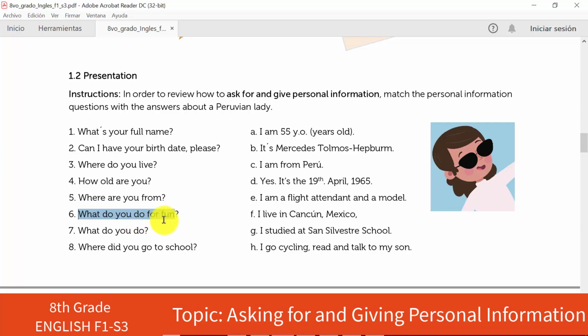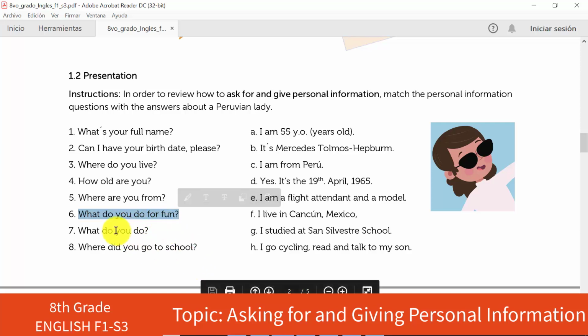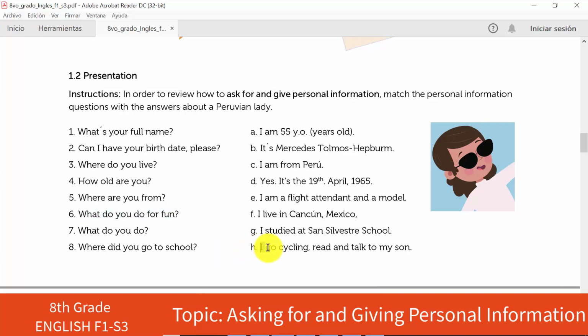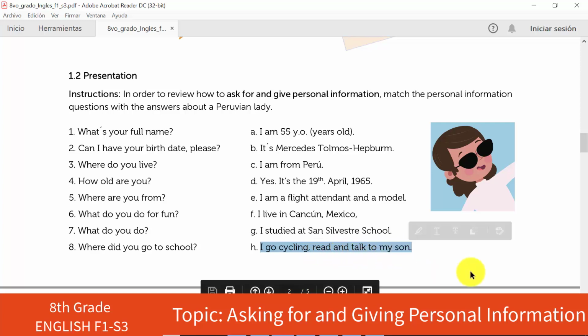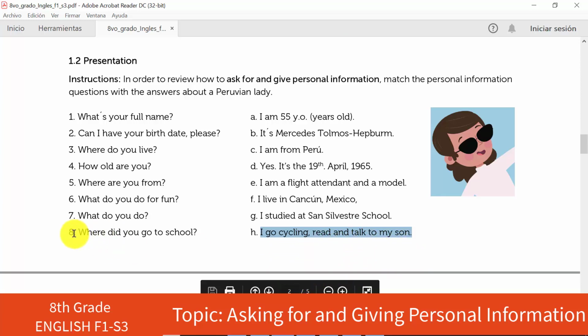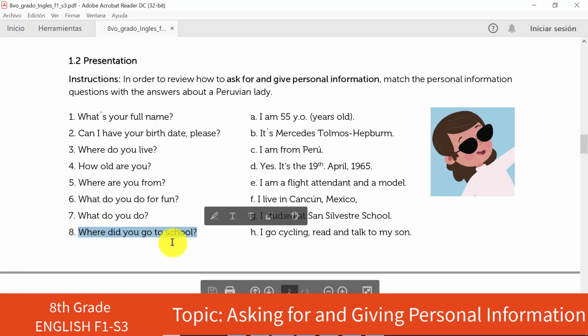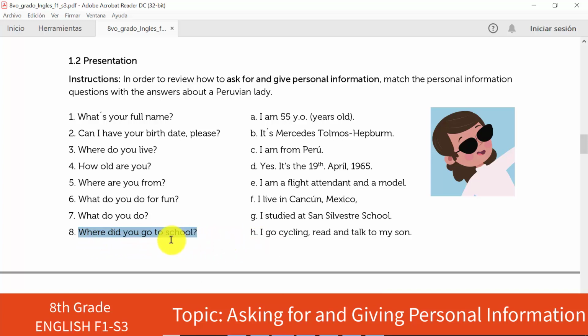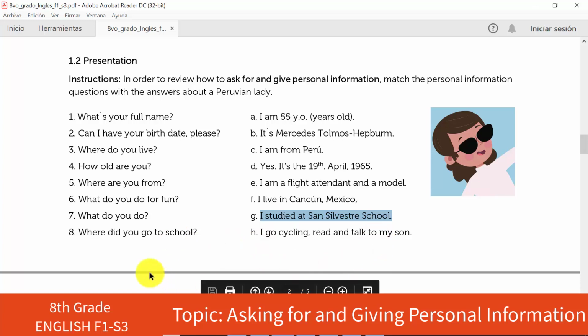What do you do for fun? I go cycling, read and talk to my son. Where did you go to school? School. I studied at San Silvestre School. Yes, similar, mira. The questions are always similar to the answers, okay?